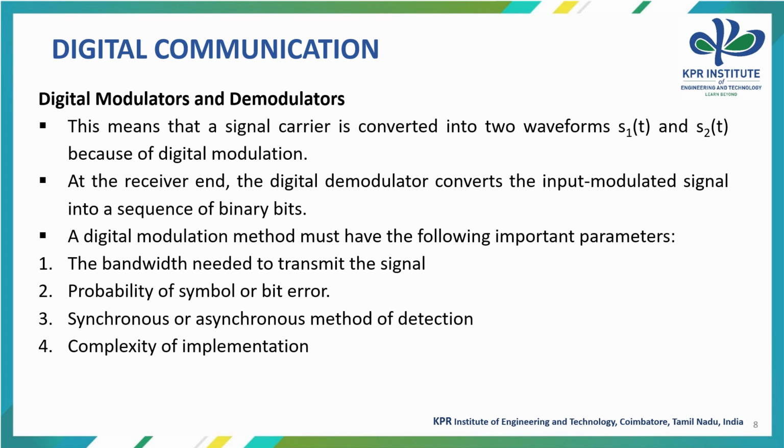At the receiver end, the digital demodulator will convert the input modulated signal into a sequence of binary bits. A digital modulation method must have the following important parameters: the bandwidth needed to transmit the signal, probability of symbol or bit error, synchronous or asynchronous method of detection, and complexity of implementation.